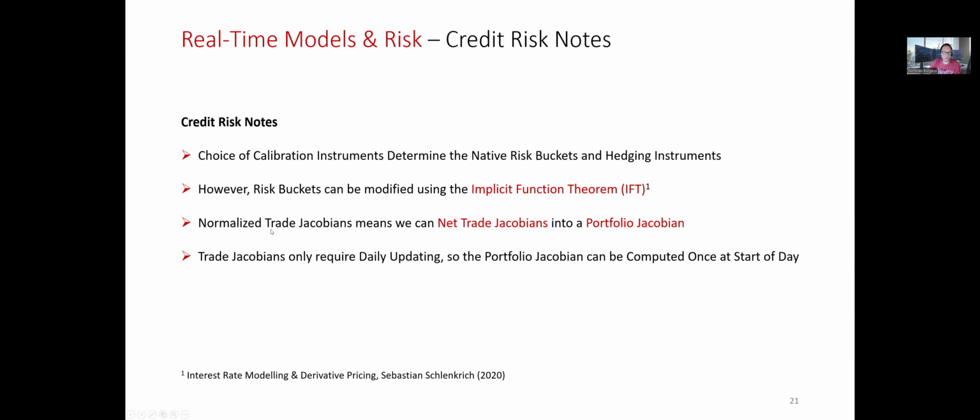And we also mentioned, because we normalized and formatted our trade Jacobians, it means that all trade Jacobians are in the same format, and we can net them together to make portfolio Jacobians instead of trade Jacobians. Trade Jacobians, as we mentioned, only require daily updating, so the portfolio Jacobian can be computed once at the start of the day or just once at the end of the day for the next day, whichever you prefer. But the key being you only need to compute it once a day.